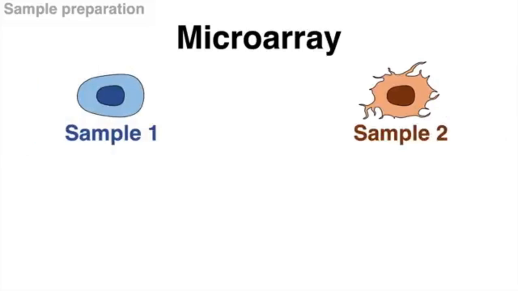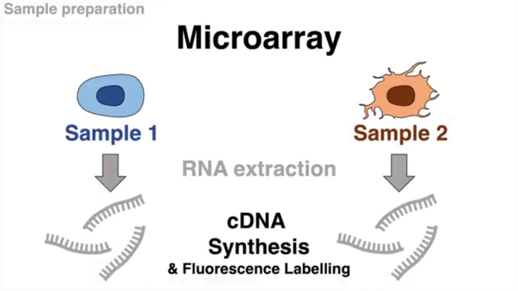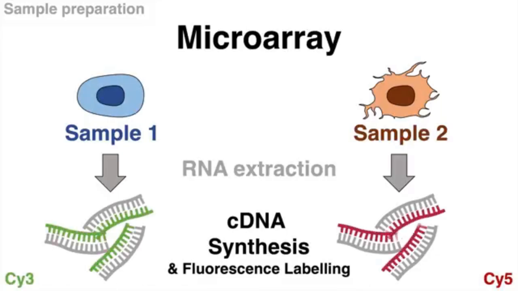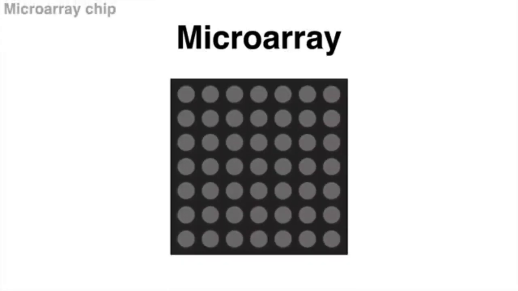The first step for microarray is the sample preparation. In this step, we have two samples. Sample 1 might be tissue from a healthy cell, and sample 2 could be cells from tumor tissue. The RNA is extracted from both samples and then transcribed into cDNA using reverse transcription. During this step, the cDNA is fluorescently labeled: the cDNA from the healthy sample 1 is green and the cDNA from the malignant sample is red. So now sample preparation is complete.